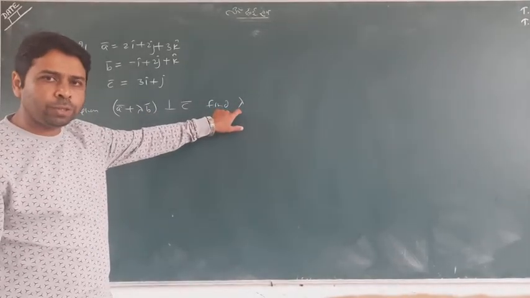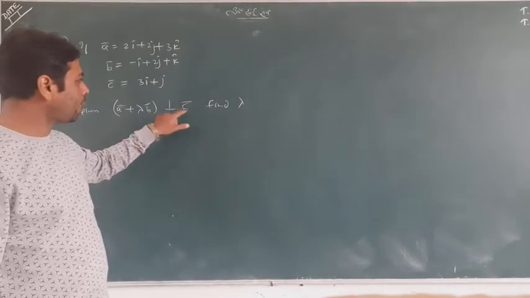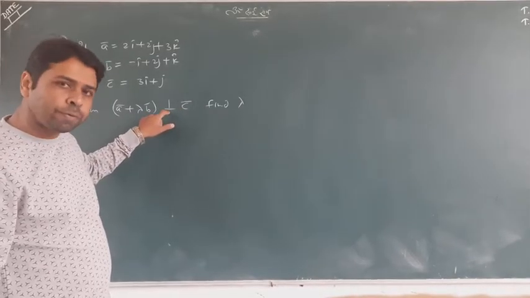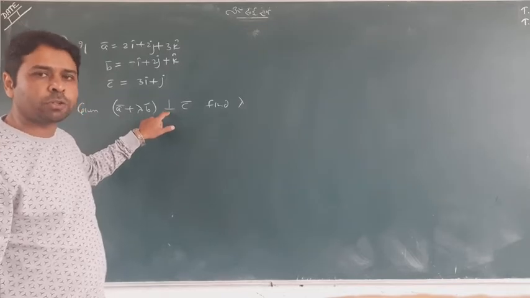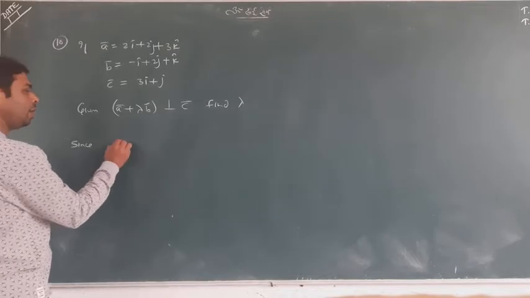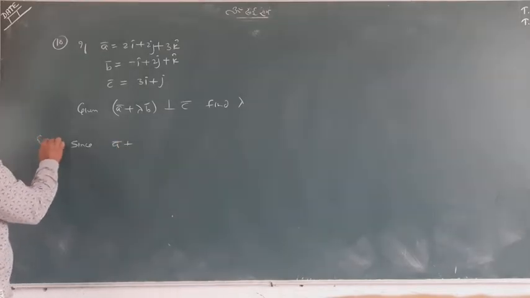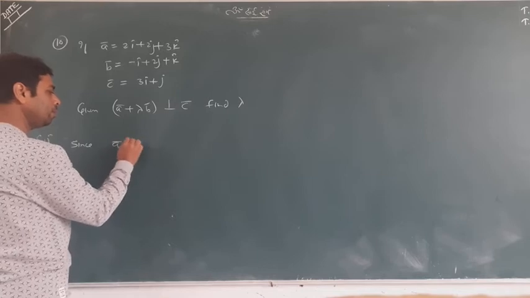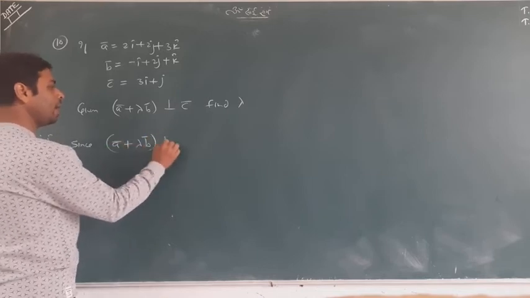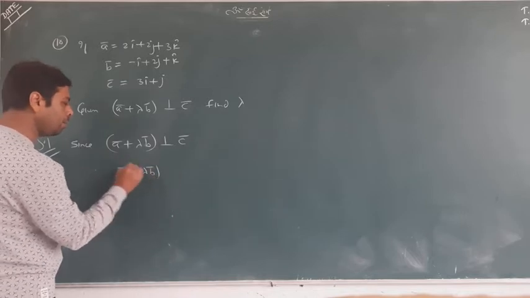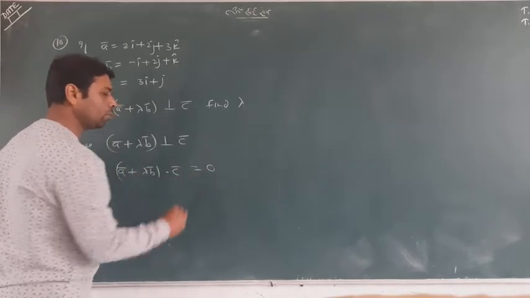We need an equation. I tell you one thing, that these two vectors are perpendicular. It means their dot product is 0. So we will take the condition: their dot product is 0. Okay, solution. Since a plus lambda b and c are perpendicular, it means that (a plus lambda b) dot c is equal to 0.